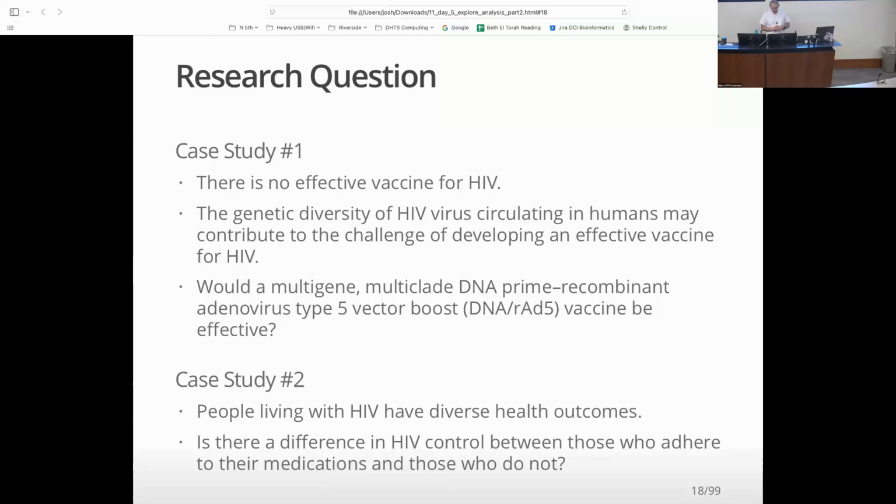So for case study 2, again, our observation was people living with HIV have diverse health outcomes. And our research question is, is there a difference in HIV control between those who adhere to their medications and those who do not?